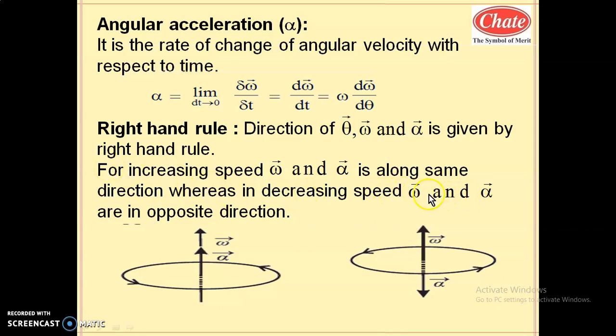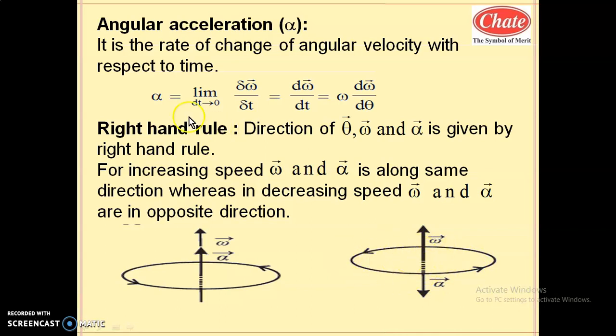Whereas when omega is decreasing, when the fan is switched off, in decreasing speed omega and alpha are in opposite directions. This is because when the fan is switched off, its rotation continues in the same direction, but its speed goes on decreasing.